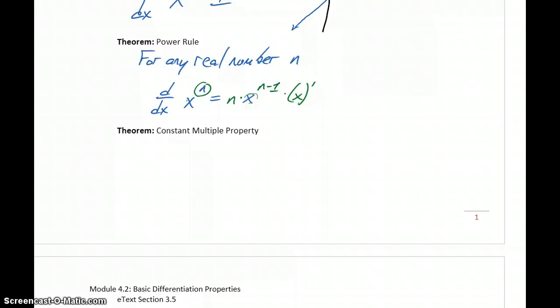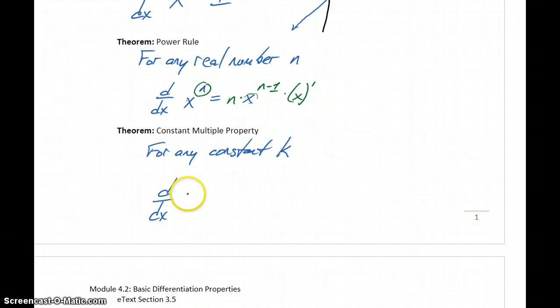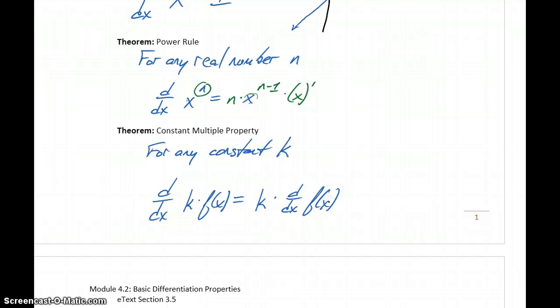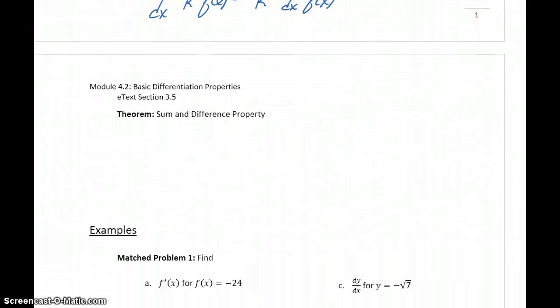The constant multiple property tells us that for any constant k, if we're taking the derivative of that constant times a function, this constant doesn't have anything to do with x. It's just a number. So we can bring that out in front of the derivative and just focus on taking the derivative of that function, or the portion of that function that has something to do with x. So any constant can be pulled out front of the derivative. We can just set it aside until we are completed with evaluating that derivative.